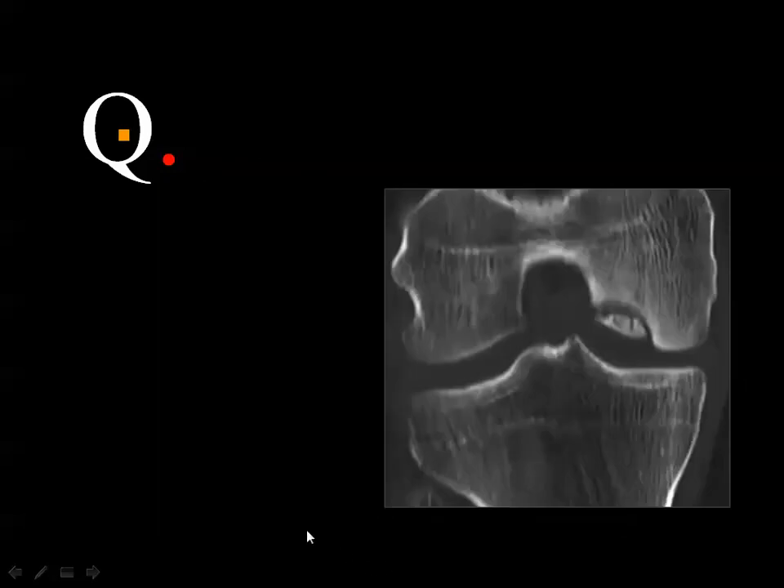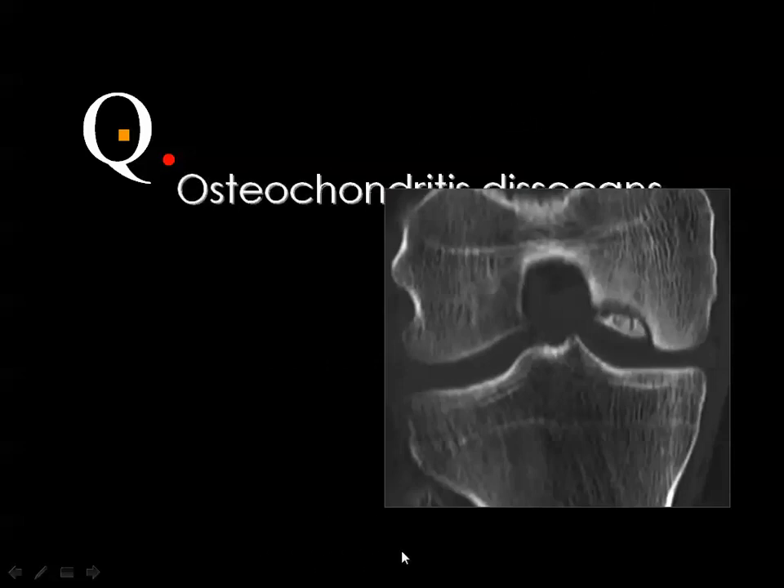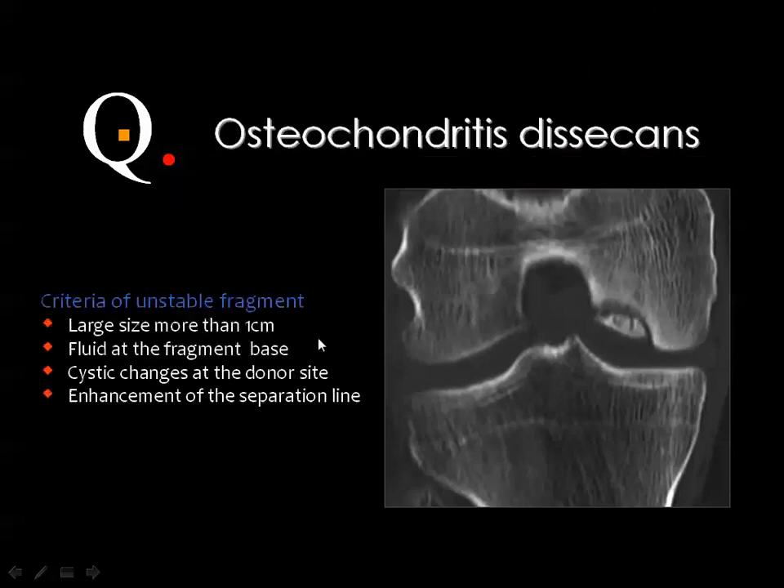X-ray of the CT of this. Osteochondritis dissecans unstable fragment. These are the criteria of unstable fragment: large size أكثر من سنتي, fluid at the fragment base, and cystic changes in the donor bone, and enhancement of the separation line by MRI.